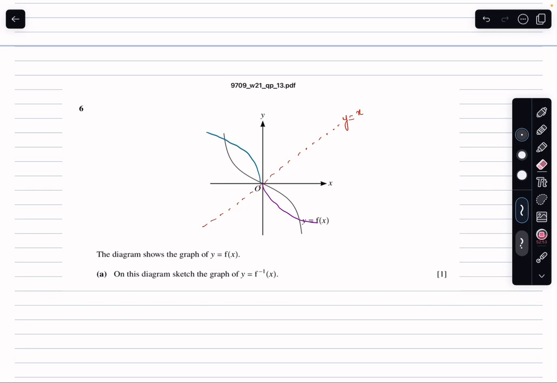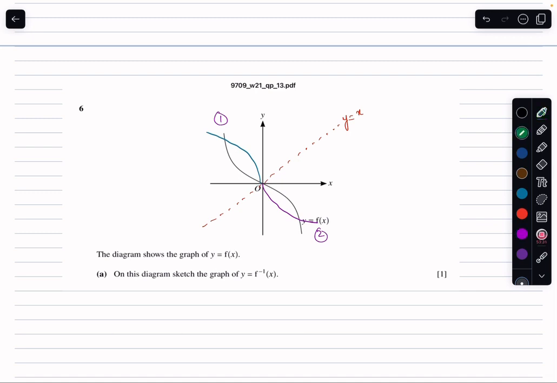To sketch the function, I have divided it into two parts. The blue curve is the first part, and the purple curve is the second part. For the first part, I have reflected the curve here so that I obtain this blue curve. And for the second part, I have reflected this part of the function so that I get the purple curve here.